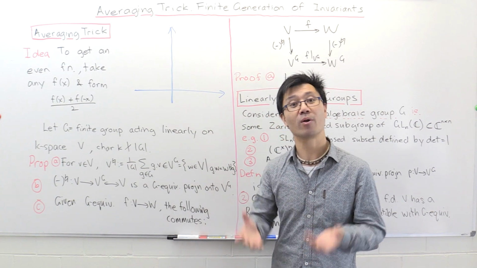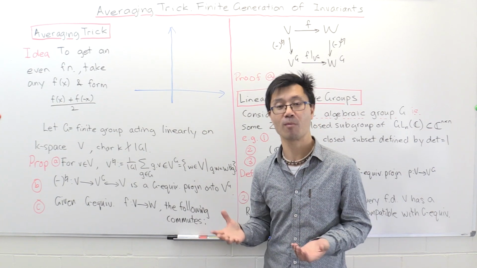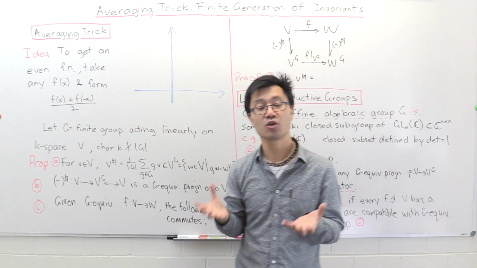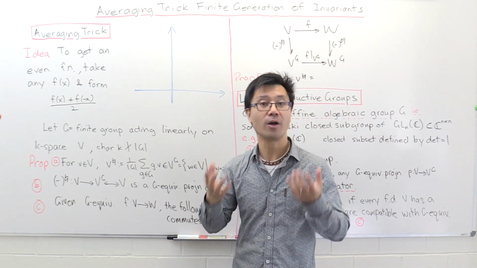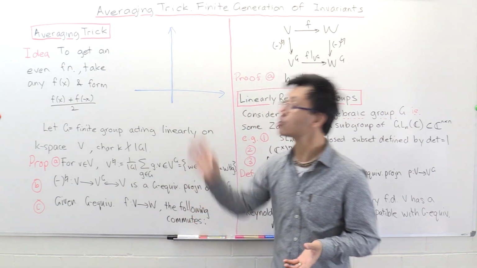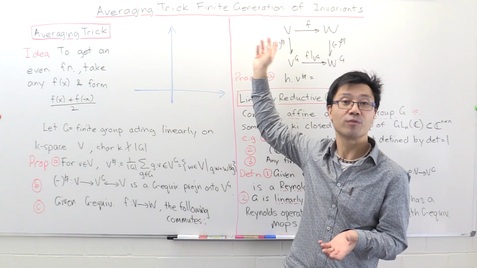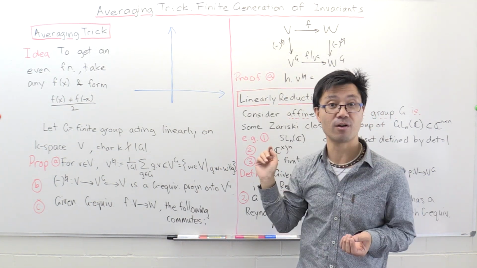Today I want to talk about one of the neatest tricks in all of pure mathematics, and that's the averaging trick. This is a trick that you can use to get a really good handle on invariants. And what we'll do is show how that's the case, and in particular we'll show you roughly how Hilbert proved his finite generation of invariants.